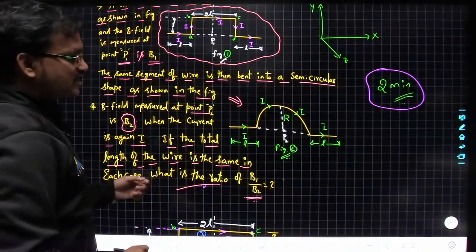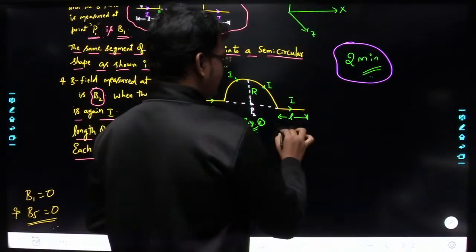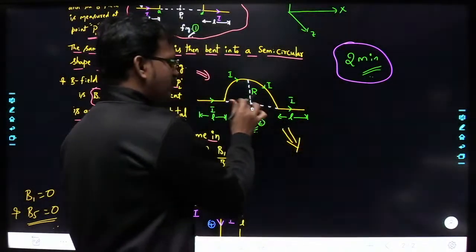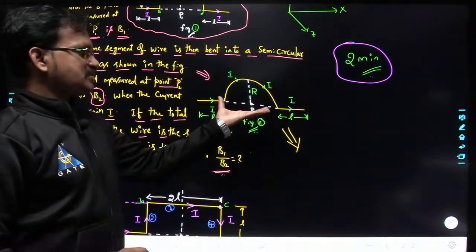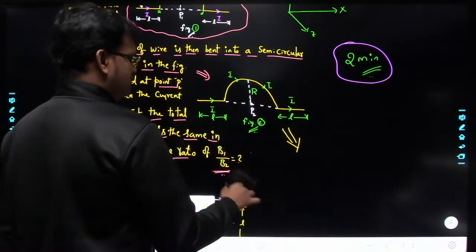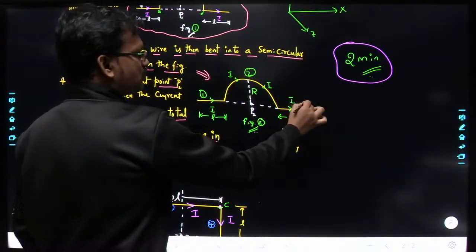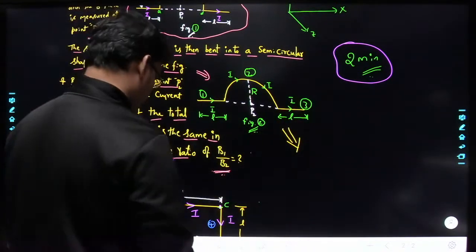Understood? Now in this case, what is the B field you are going to get? You can write directly here. What is the B field at point P2 due to this semicircular wire? Tell me. See, I can divide this into 3 sections. This is 1, this is 2, and this is 3. Right?